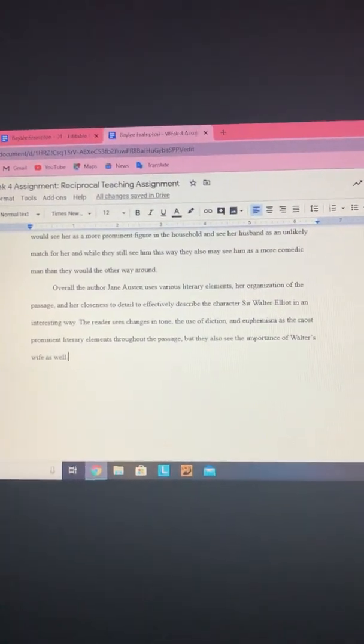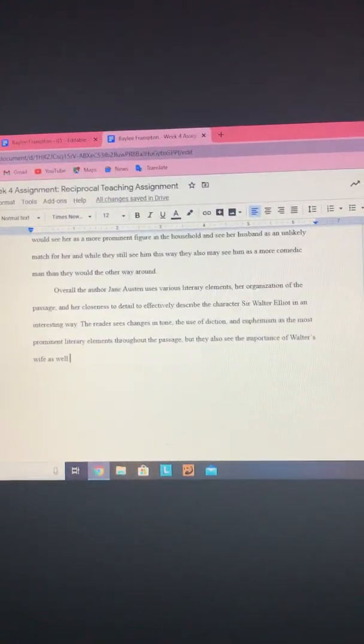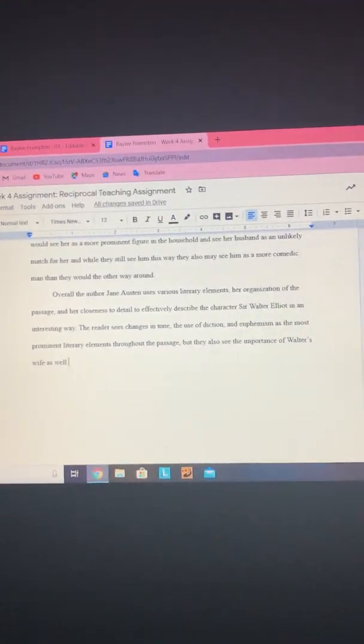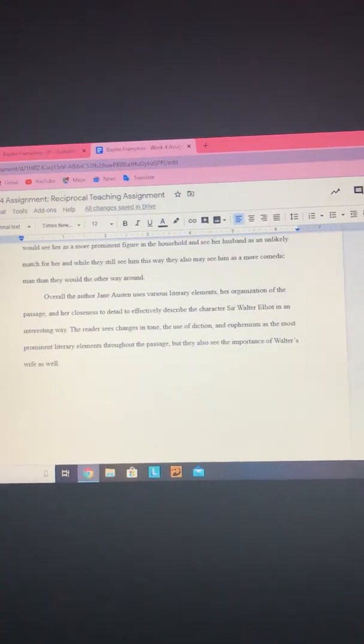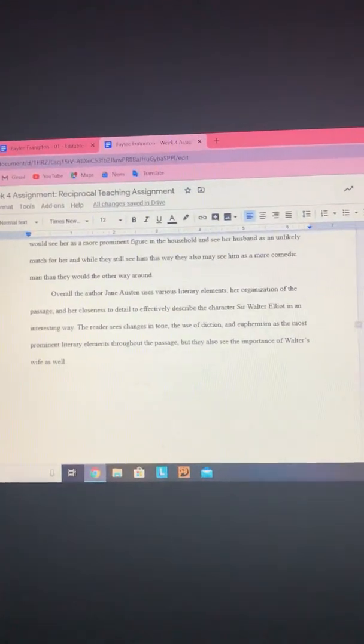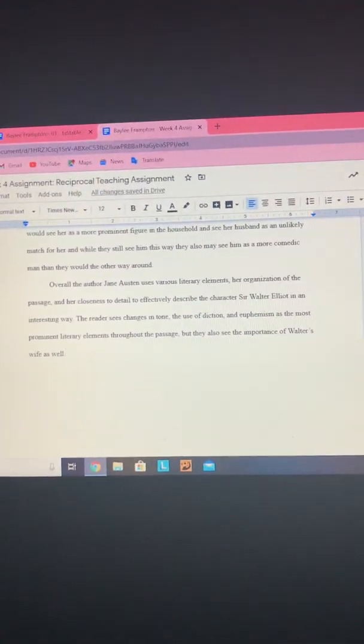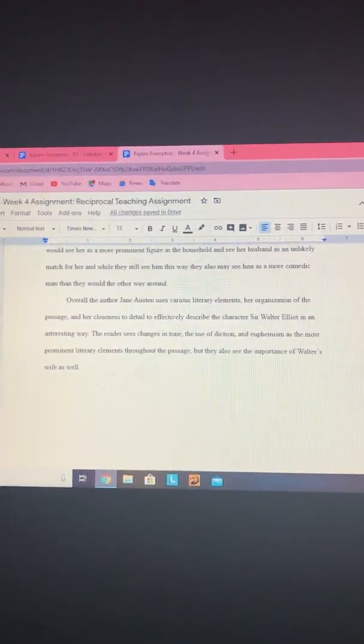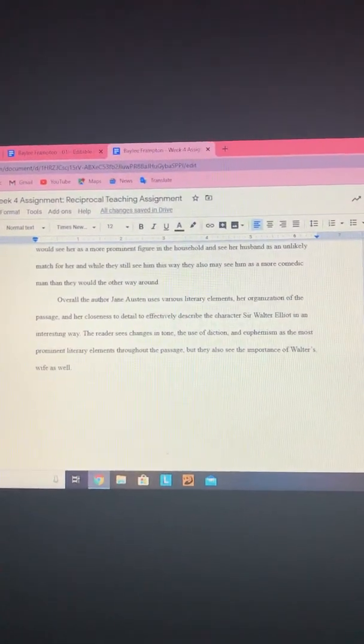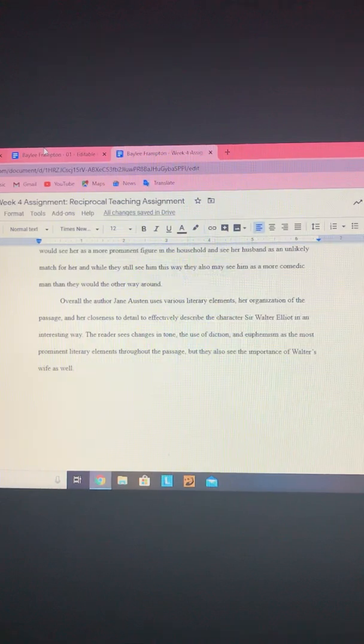literary elements for her organization of the passage and her closeness to detail to effectively describe the character Walter Elliot. In an interesting way, the reader sees changes in tone, the use of diction, and euphemism as the most predominant literary elements throughout the passage, but they also see the importance of Walter's wife as well.